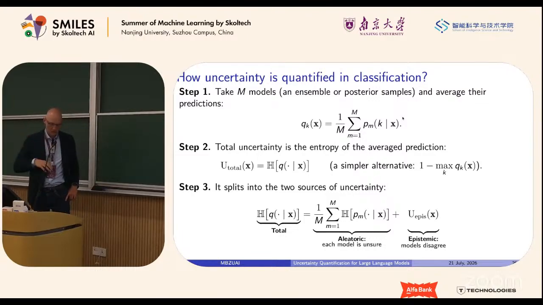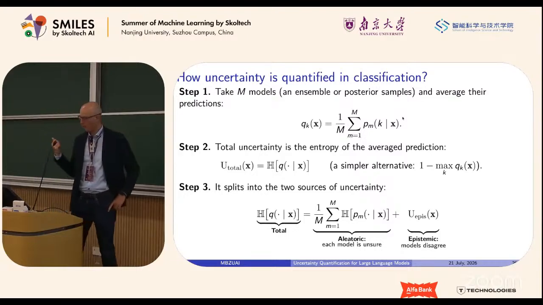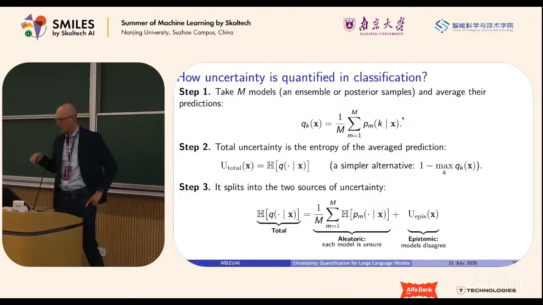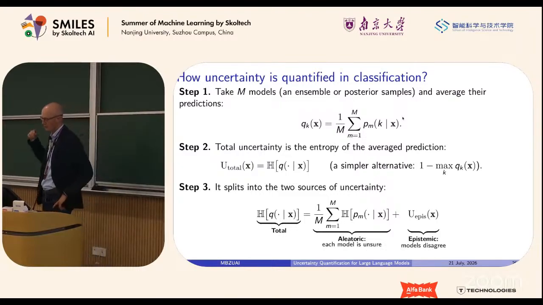For epistemic uncertainty, we need to do something else. We need to actually analyze the distribution of the parameters in our model. So usually people do some sampling. It might be Monte Carlo dropout. It might be some ensembling.